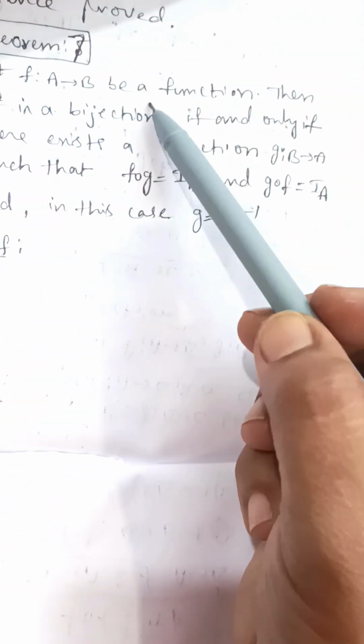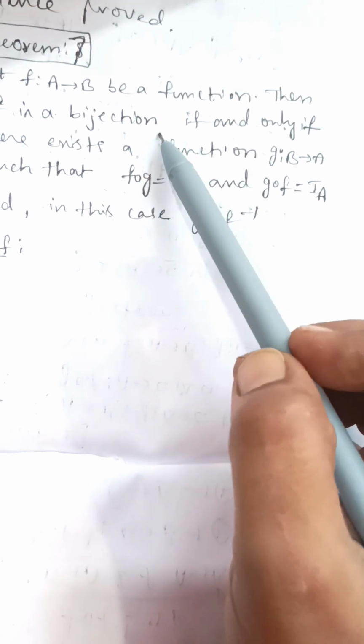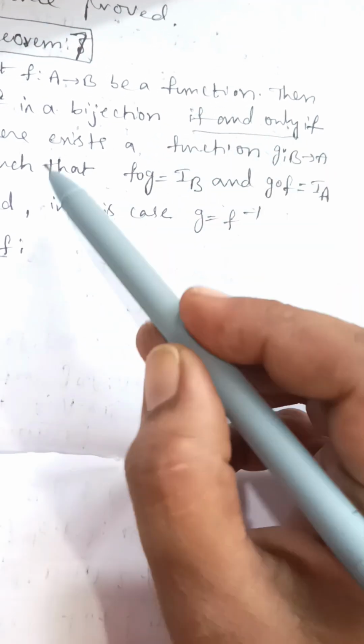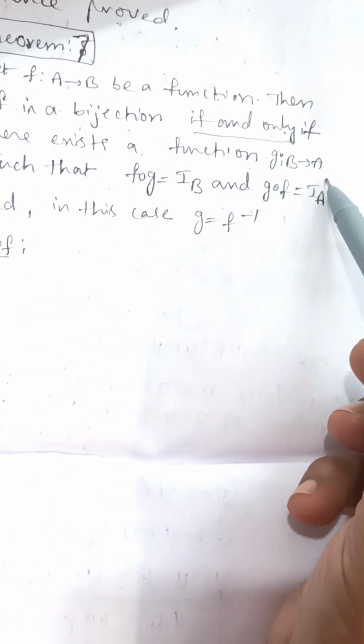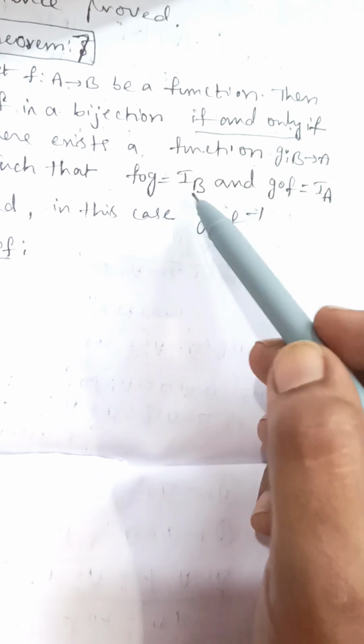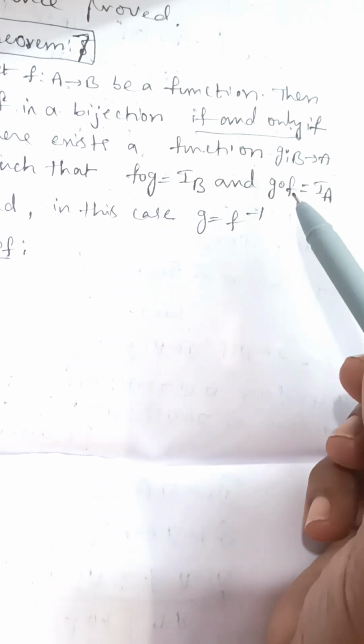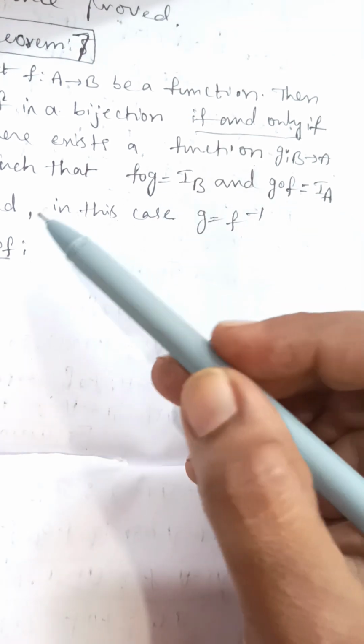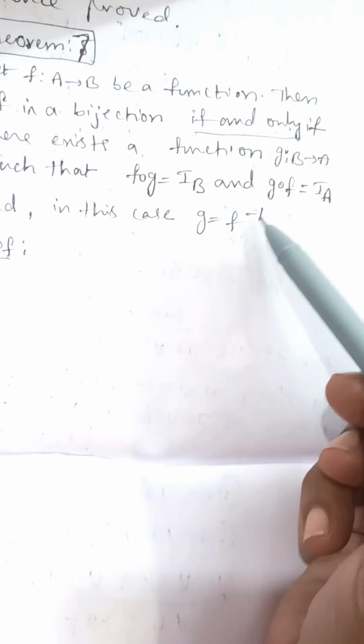Theorem number 7. Let f maps A to B be a function, then f is a bijection if and only if there exists a function g maps B to A such that f circle g equal to I_B and g circle f equal to I_A, and in this case g equal to f inverse.